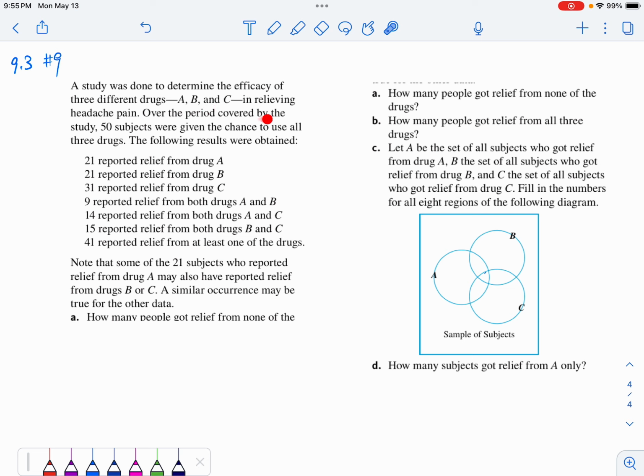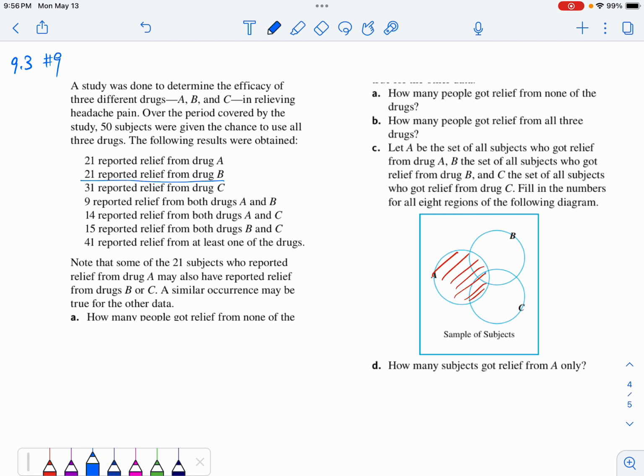Over the period covered by the study, 50 subjects were given the chance to use all 3 drugs, and here are the results. Now that means this box represents the whole set of subjects, right? Which is 50 subjects. So this represents the sample space, which is 50. And 21 reported relief from drug A. That means the number in this set is 21.